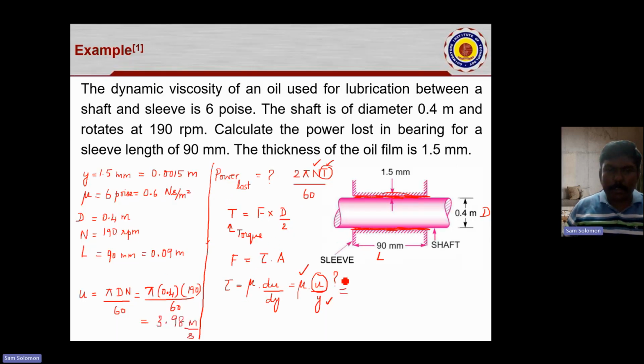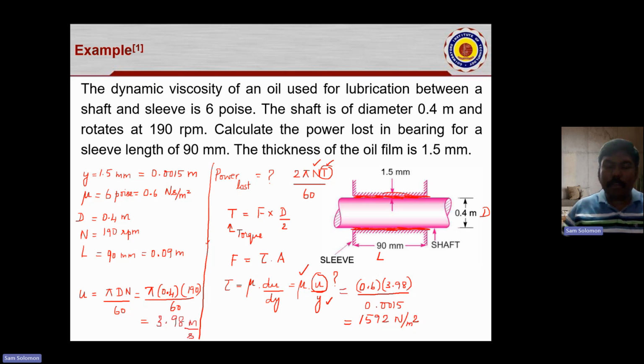So mu times the velocity is 0.6 times 3.98 whole divided by y, which happens to be 0.0015. So let me use the calculator again. 0.6 times 3.98 whole divided by 0.0015, and that's going to be 1592 Newton per meter square.